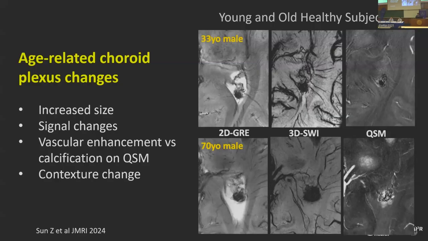If you look at the QSM, much of the increased size appears as a higher signal. That's calcification, not vascular. The vascular is supposed to appear dark.